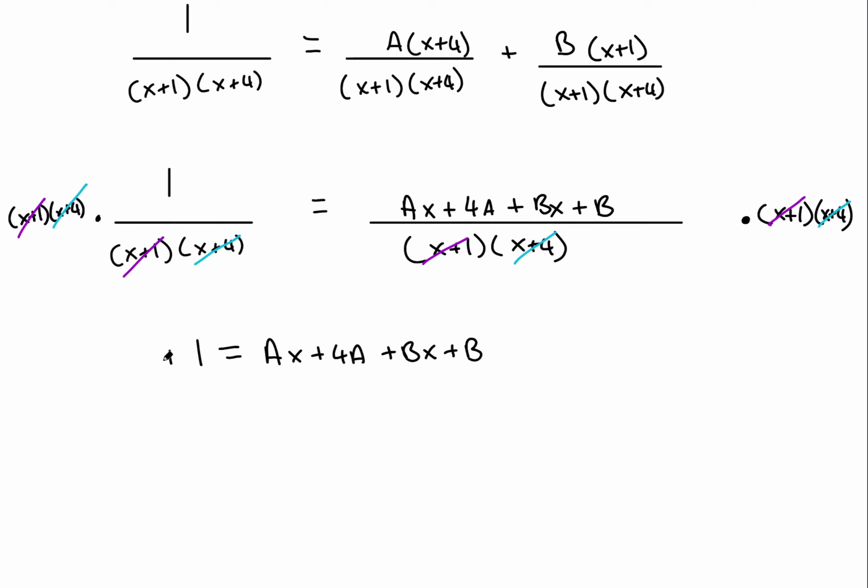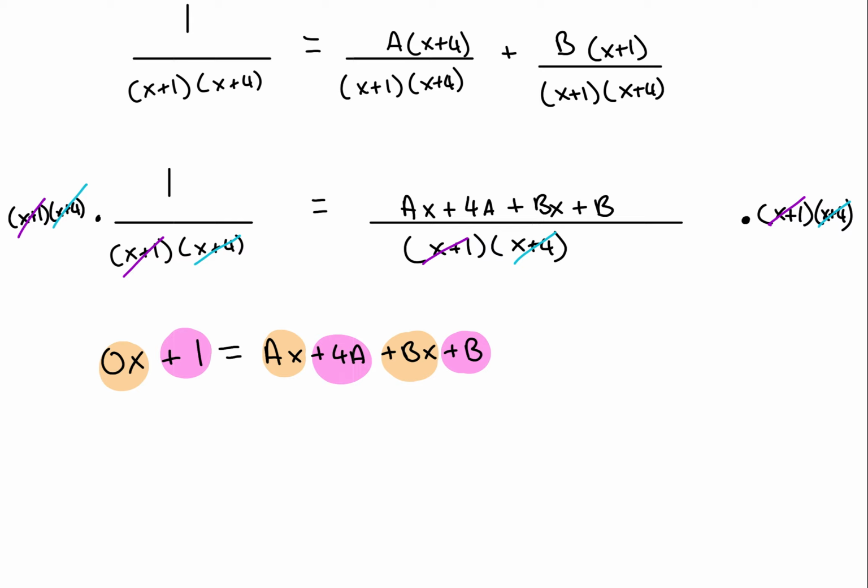What I will do to help myself out though, is I will add a 0x. And now what I can start to do is say, okay, if this statement is true, 0x plus 1 is equal to ax plus 4a plus bx plus b, that must mean that 0x happens when I get ax plus bx, if that statement is to work out and be true. The other thing I know is that plus 1, that must come from 4a plus b.